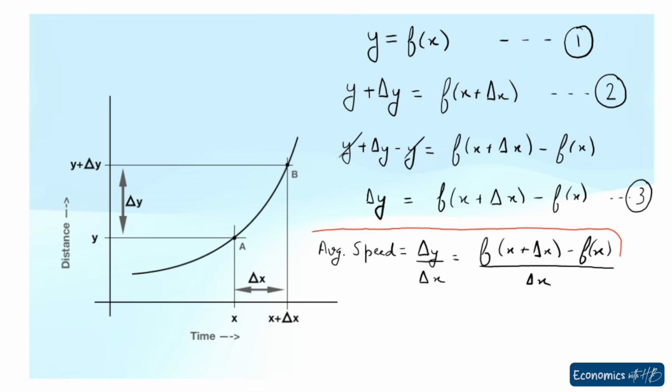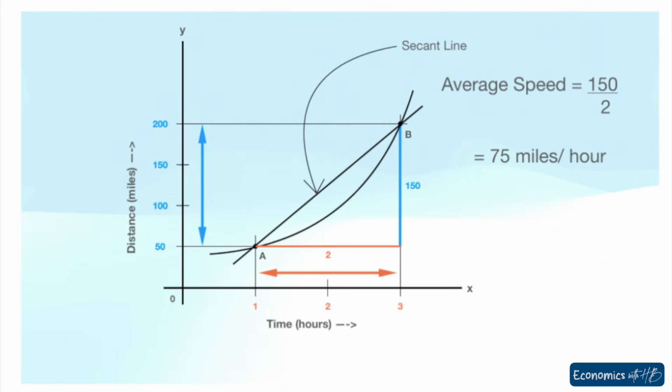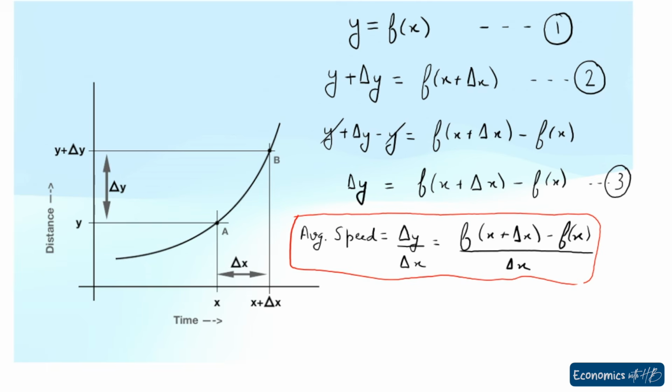This is our average speed, which we saw in the example in part 1. See, what was our delta y, that is change in distance, 200 minus 50 if you recall, 150 miles. What was delta x, that is the change in time, it was 3 hours minus 1 is equal to 2 hours. So our delta y by delta x was 75 miles per hour. Delta y by delta x is called the average rate of change of y with respect to x.